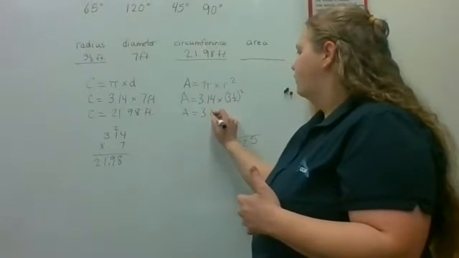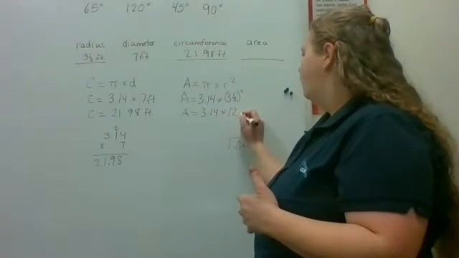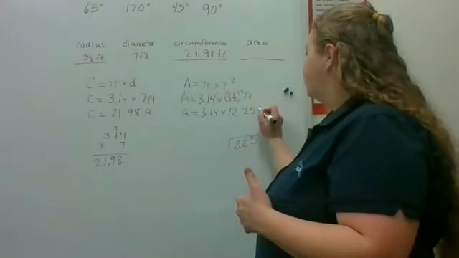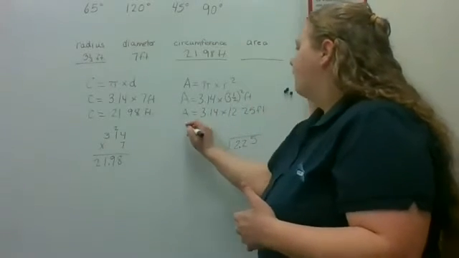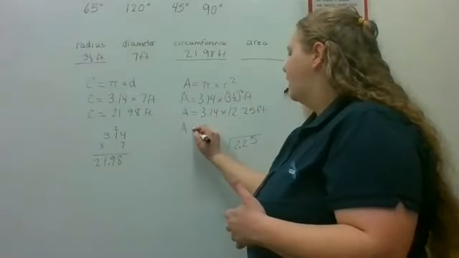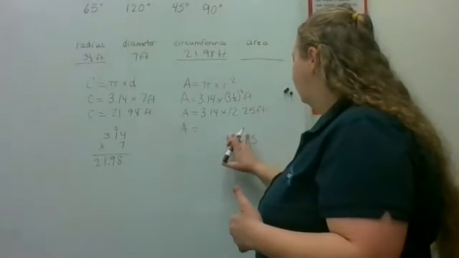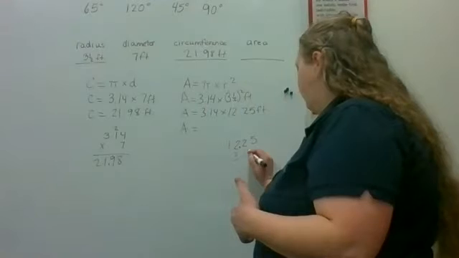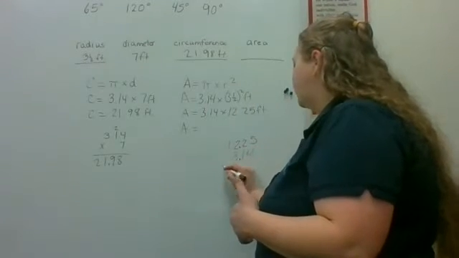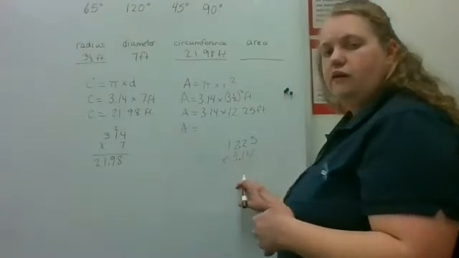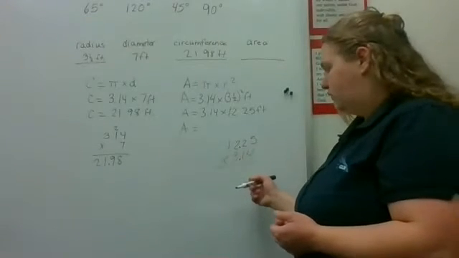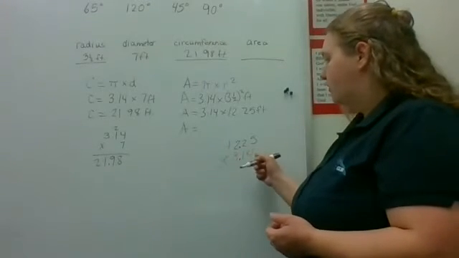So 3.14 times 12.25. Remember that we are in feet as well. And then we're going to multiply to get our answer. Notice that we have a decimal point in both numbers, so we are going to have 4 decimal places at the end. So don't forget that you're going to add those 4.